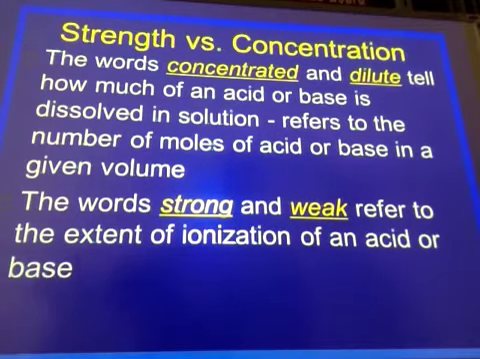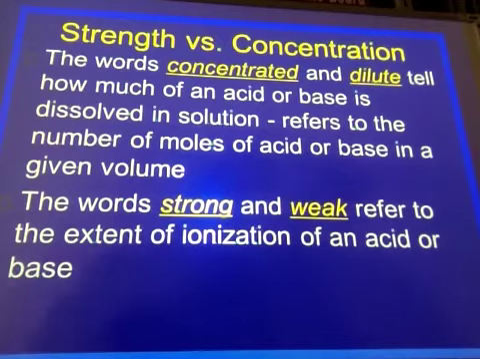In terms, again, of strength versus concentration, concentration is all about the moles of the acid or base that's present in that solution in a specific volume. So concentration and dilution are all about moles and volume, so about molarity.